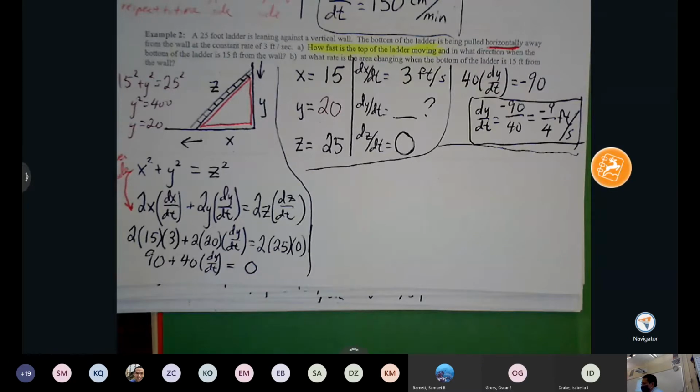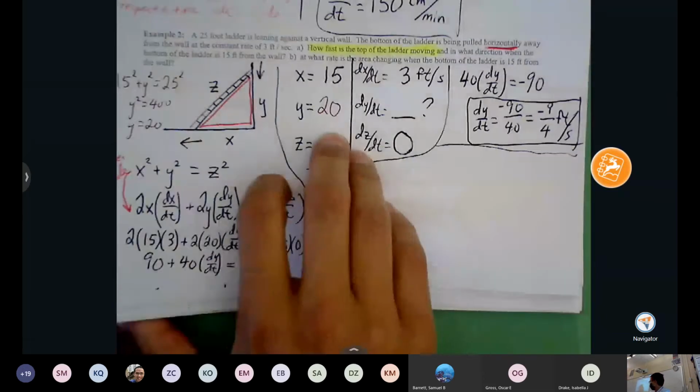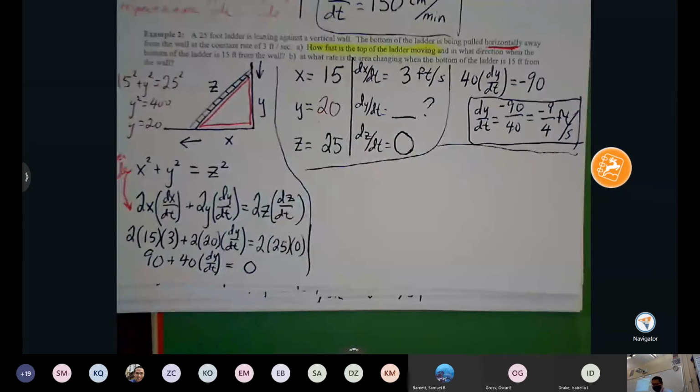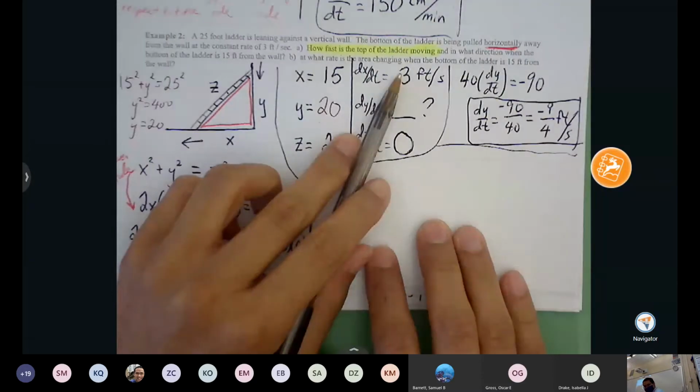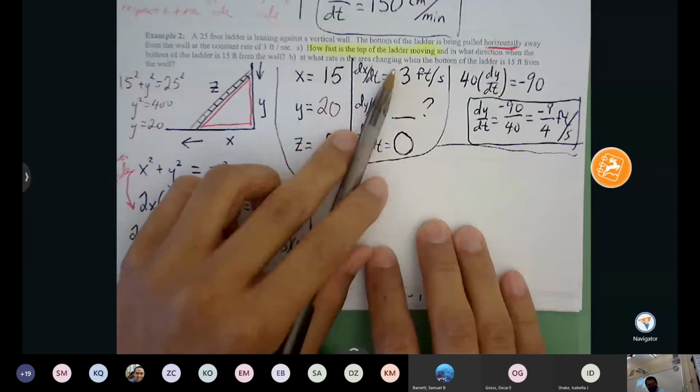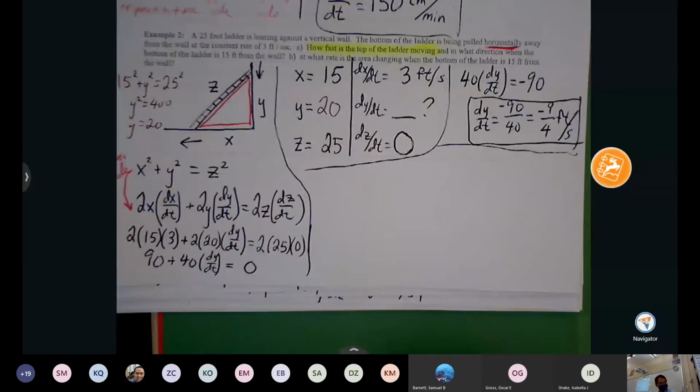All right, so part B, it says, at what rate is the area changing when the bottom of the ladder is 15 feet from the wall? Okay, what shape are we dealing with here? Triangle again, right? So we're dealing with area of a triangle. What's the formula for area of a triangle? Okay, good. 1/2 base times height.